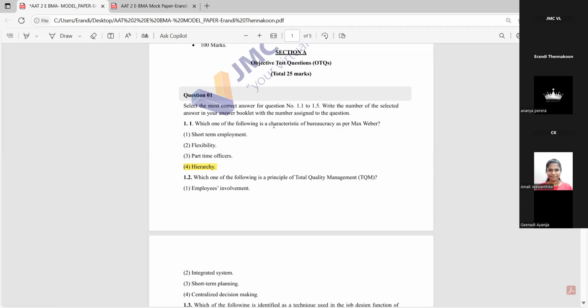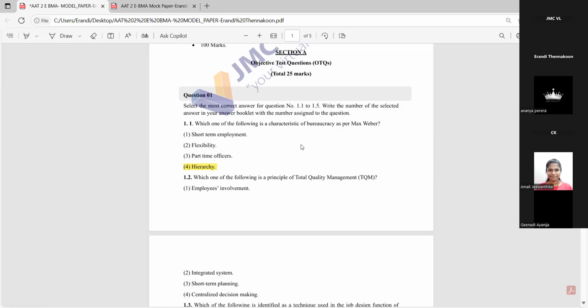Several levels in this structure. And you can observe division of labor and specialization. These are the characteristics of bureaucracy as per Max Weber. And also impersonality. When it comes to decision making, these decisions are based on rules, not on personal preferences or relationships. Those decisions are based on what? Rules and regulations. Got it?